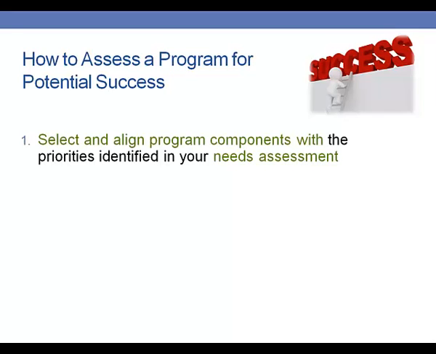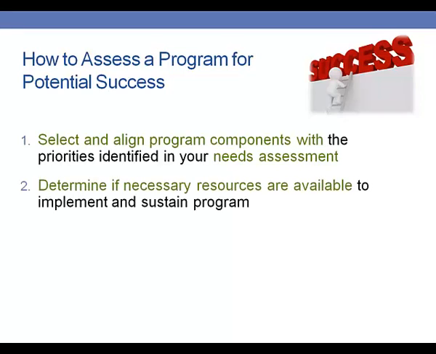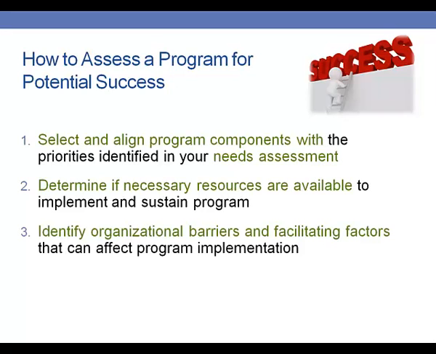The first thing to look for is whether or not the program components are in line with your needs assessment and what your community has identified as being a priority. The second, determine if the necessary resources are available to implement and sustain the program. Next, identify the barriers and the facilitating factors that will influence whether or not you can really have the program implementation the way that you want it, and how you can overcome those barriers if you have the capacity to do so.